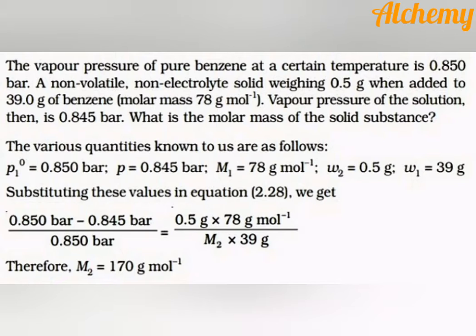From the question, it is clear that the vapor pressure of the pure solvent, that is benzene, is 0.850 bar. The vapor pressure of the solution after adding the solute is 0.845 bar. The molecular mass of the solvent, that is benzene, is 78 gram mole inverse. The weight of the solute is 0.5 gram, whereas the weight of the solvent is 39 gram. Substituting all values in the equation, we get the molar mass of solute as 170 gram mole inverse.